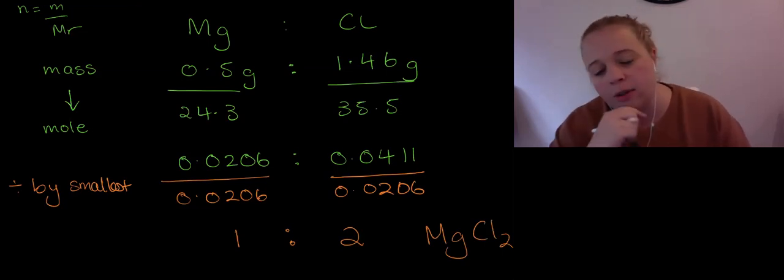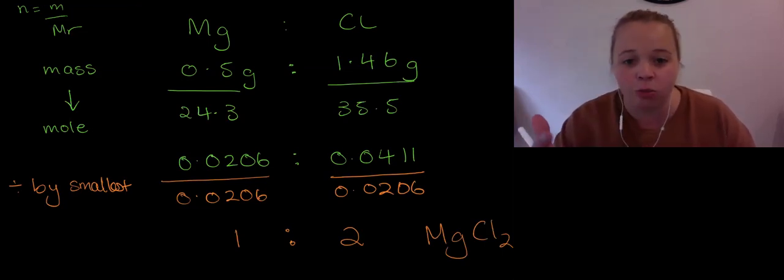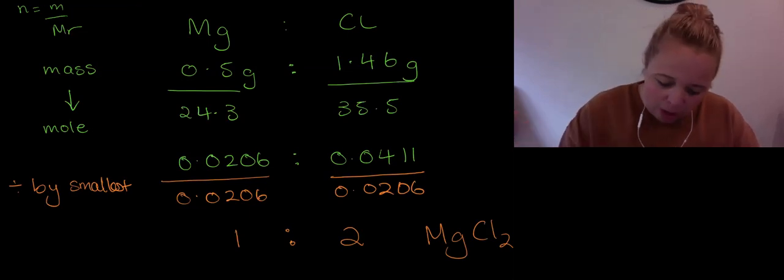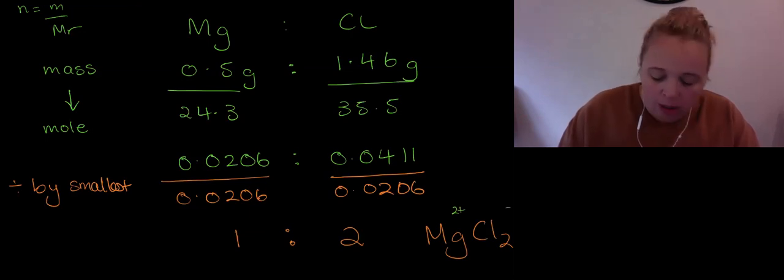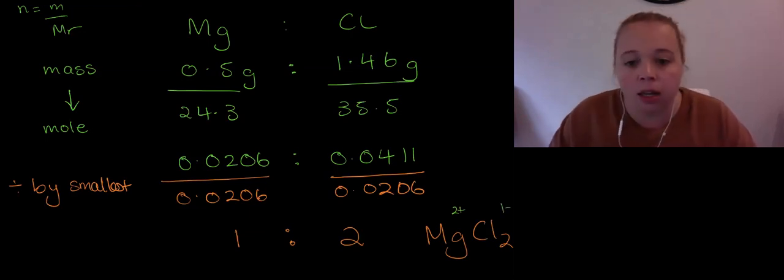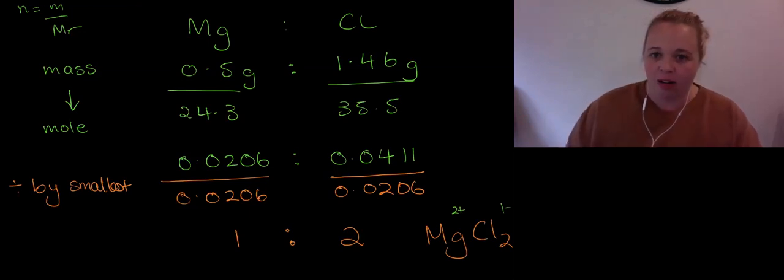Now, if you check that with your ionic bonding principles, that still works, doesn't it? Because what's the charge on a magnesium? The charge on a magnesium is 2+. The charge on a chlorine is 1-. So it makes sense that there are 2 chlorines to every magnesium.